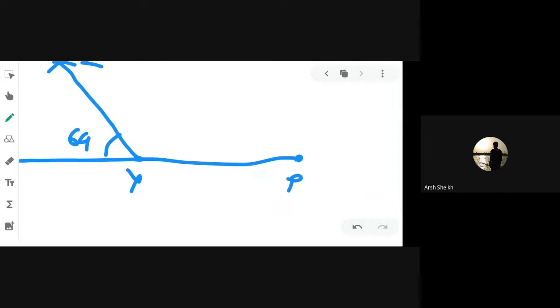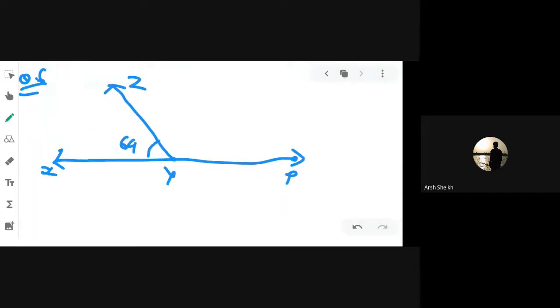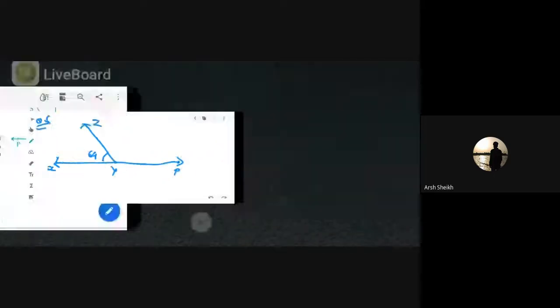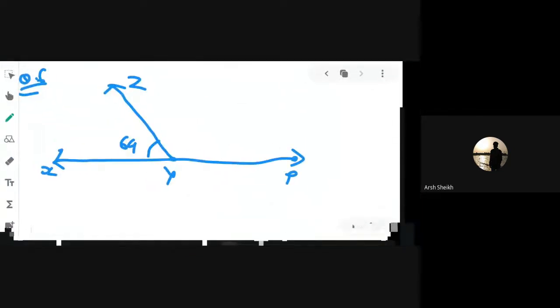Clear, all of you? First, these two pieces of information are given: XYZ is equal to 64 degrees and XY produced to point P. Now you can see another piece of information given here. Draw a figure from the given information. If ray YQ bisects angle ZYP, you can see angle ZYP.